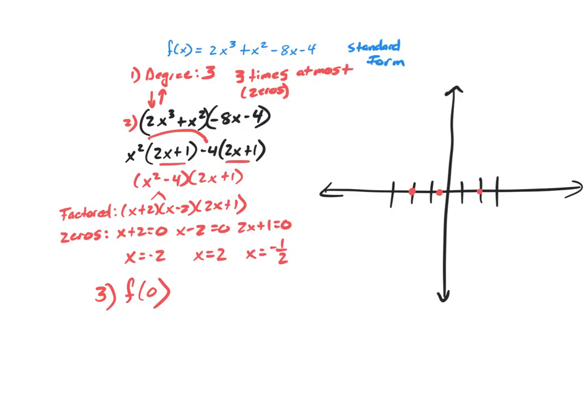If I plug 0 in here, 0 cubed times 2 is still 0. 0 squared, still 0. 8 times 0, still 0, right? So 0 plus 0 minus 0 is all 0. 0 minus 4 is -4. So that constant value at the end is always your y-intercept, if it's in standard form. So my y-intercept is -4. When I plug in 0, I get -4. And so that's where this graph is going to hit the y-axis. Okay? Understanding why and where it all comes from.